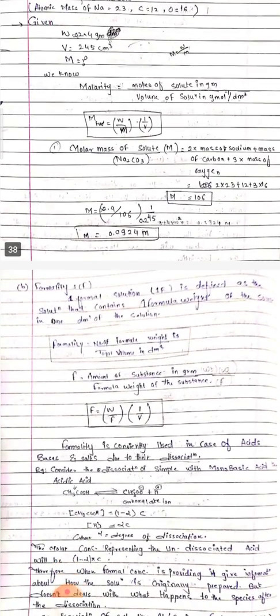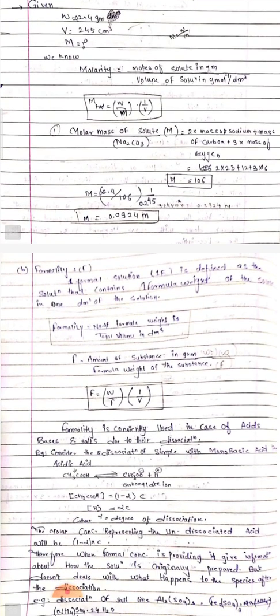Then the formality. One formal solution is defined as the solution that contains one formula weight of the solid in 1 dm3 of the solution. Formality is the number of formula weights divided by total volume in dm3. It is the amount of substance in gram divided by formula weight. Here just F is equal to W by F. Formula weight we have to take.